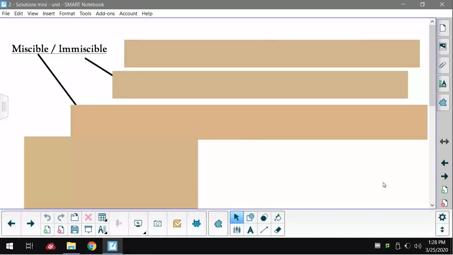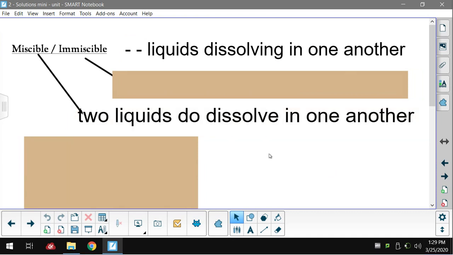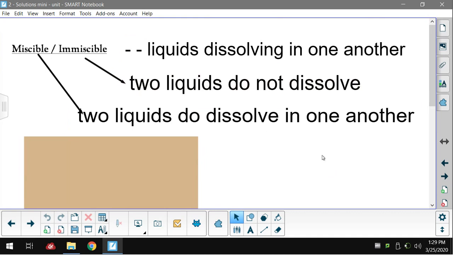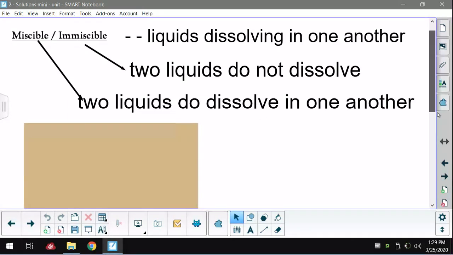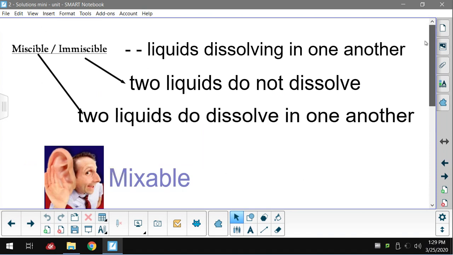There's a couple other terms here with solutions. The terms miscible and immiscible. Miscible just means liquids dissolving in one another. If it's miscible, without the "im," that means the two liquids do dissolve in one another. If it's immiscible, that means they do not dissolve in one another. I like to think of this as mixable. Sounds like miscible, sounds like mixable.